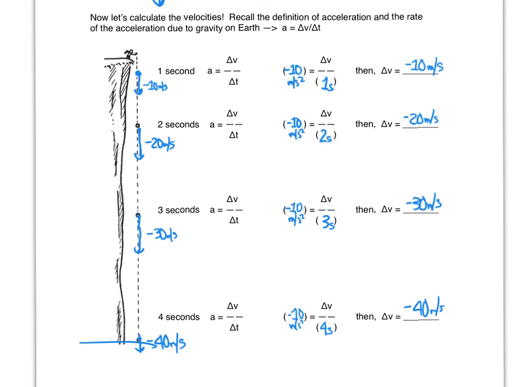And again, if we look, we see the velocity is always changing by 10, right? Negative 10 to 20 is a change of 10 meters per second. 20 to 30 is another change of 10 meters per second. Okay? 30 to 40, again, gravity is always changing our velocity by about 10 meters per second every second when it's in free fall.